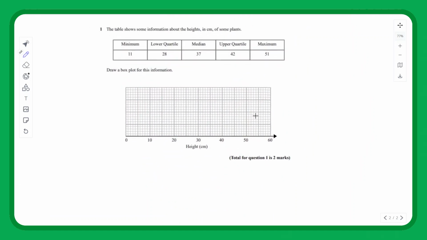Let's look at a question on box plots. So we've got the minimum is 11. That's going to be our minimum whisker, so we'll draw that in there. Our maximum is 51, so I'll draw in that top whisker. Lower quartile is 28. I'll put in the start of my box there. The upper quartile is 42. That's going to be the end of my box. And the median is 37, so I'll draw a line at 37, that point there. And I just put in my whiskers, and that is my box plot.